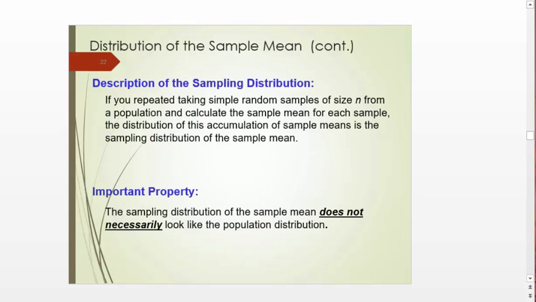Description of the sampling distribution. If you repeatedly took a simple random sample of size n from a population and calculated the sample mean for each of the samples, the distribution of this accumulation of sample means is what we call the sampling distribution of the sample mean. And remember, the sampling distribution of the sample mean does not necessarily look like the population distribution. That only happens when our population is normal.